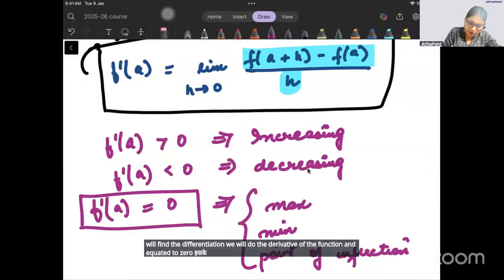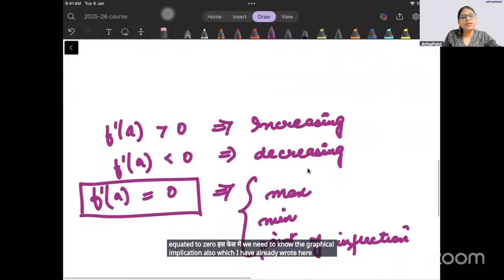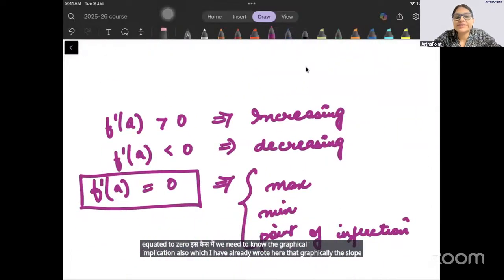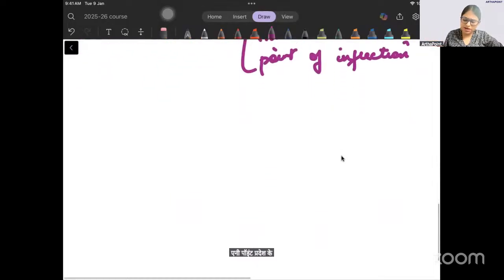In this case we need to know the graphical implication also, which I already wrote here, that graphically the slope of the tangent at a point, right, that is basically the derivative of the function. What we are doing is finding the slope at any point. That is what we are trying to do. Then there are some basic rules of differentiation.